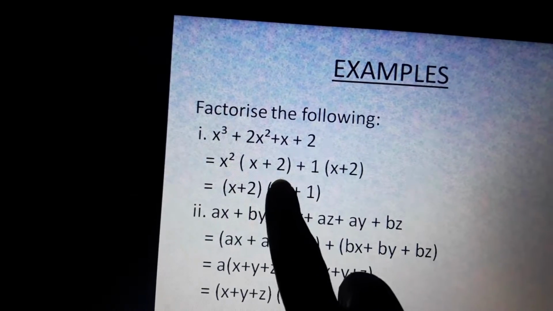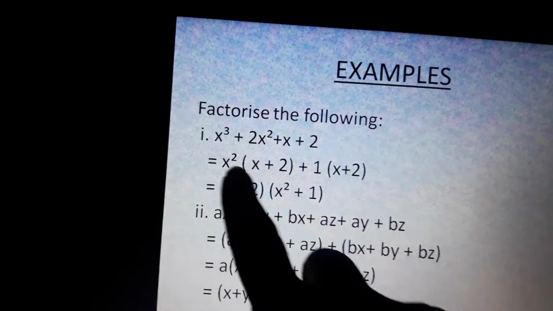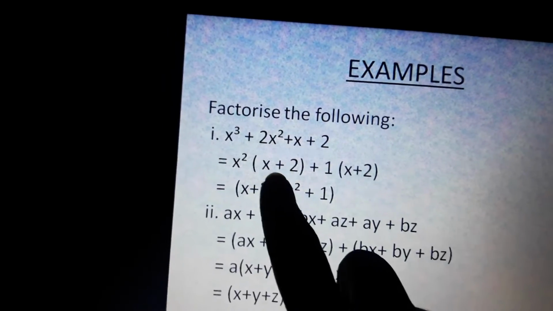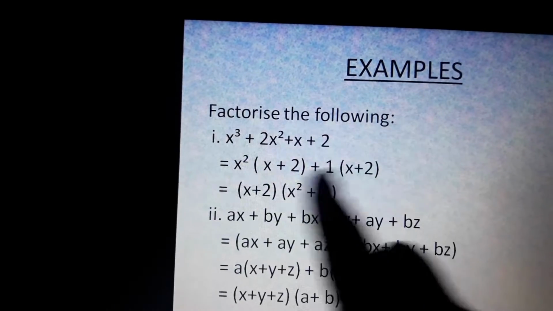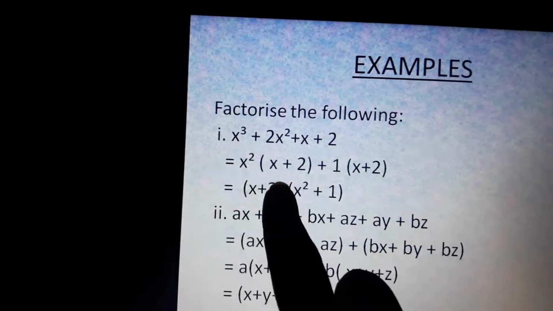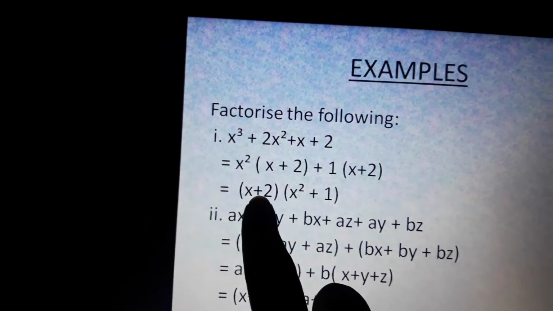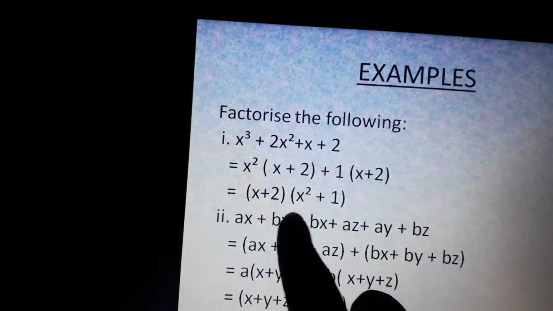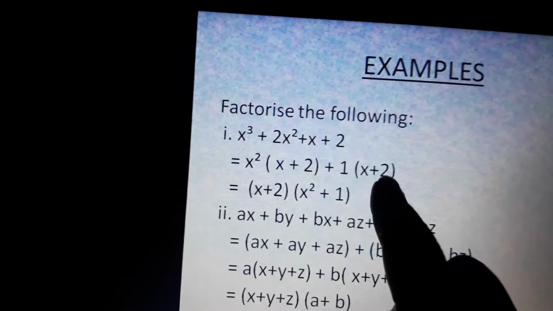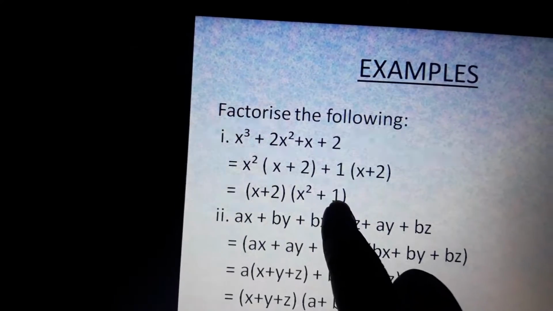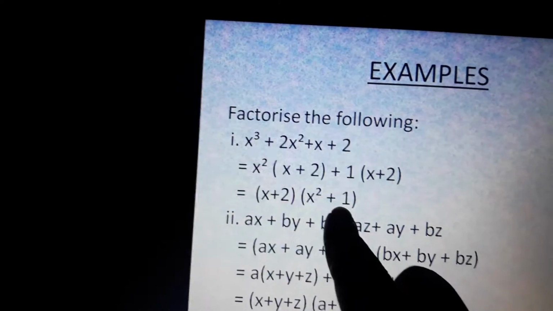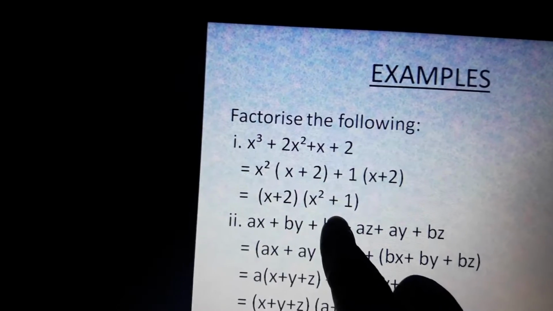Now we have two terms here. x square into (x plus 2) is one term, and 1 into (x plus 2) is another term. In between these two, which is our common factor? I can see x plus 2. So we will take x plus 2 common. Now the first term divided by x plus 2 leaves x square, so in the bracket we write x square plus, and the second term 1 into (x plus 2) divided by x plus 2 gives 1. So we write 1 here and close the bracket. We get these two factors: (x plus 2) into (x square plus 1).